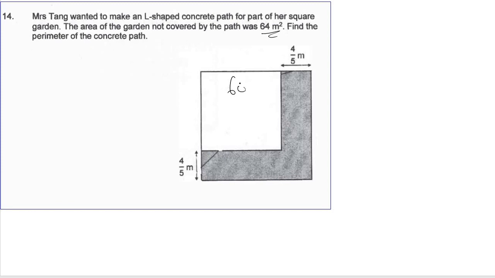This area here is 64. You got this correct, 8 times 8 equals 64. So here is 8 meter, 8 meter. So I just want to find out what's the perimeter of the concrete path, which is this portion here. Am I right to say that?